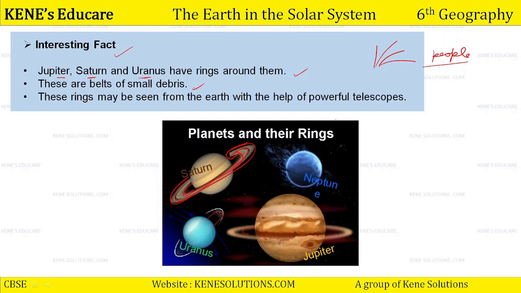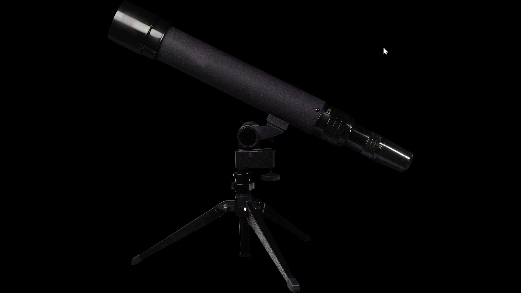Now you must be wondering ke telescope kya hota hai, so let me show you. See children, this is a telescope. Theek hai, this is an instrument with the help of which you can have a very clear view of the celestial bodies jisko shayad aap naked eye se nahi dekh pao, aap telescope ki help se ekdam clearly dekh sakte ho.